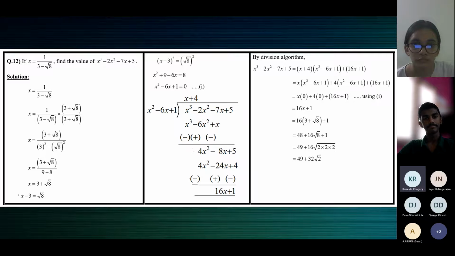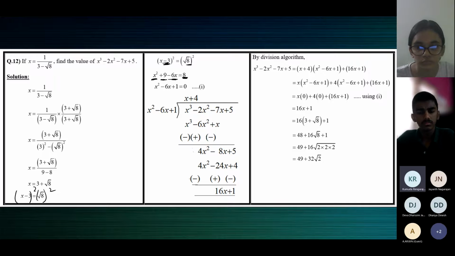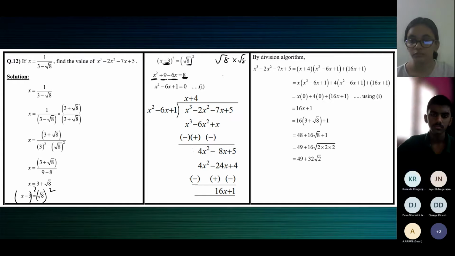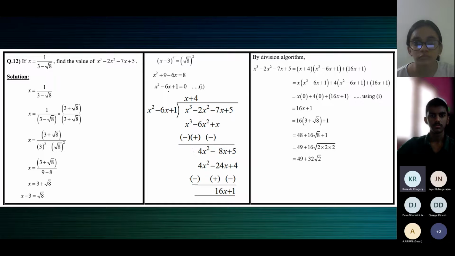So what is x minus 3 the whole square? You're squaring on both sides. x minus 3 the whole square is equal to root 8 the whole square. How do you square x minus 3 the whole square? a square plus b square minus 2ab. Root 8 the whole square is root 8 into root 8, which is root of 8 into 8, which is 8. Now take everything to one side. Now all rational. You have x and only rational numbers. You have 9, 6, 8. You have got rid of the square root symbol. You don't find the square root symbol anywhere now.